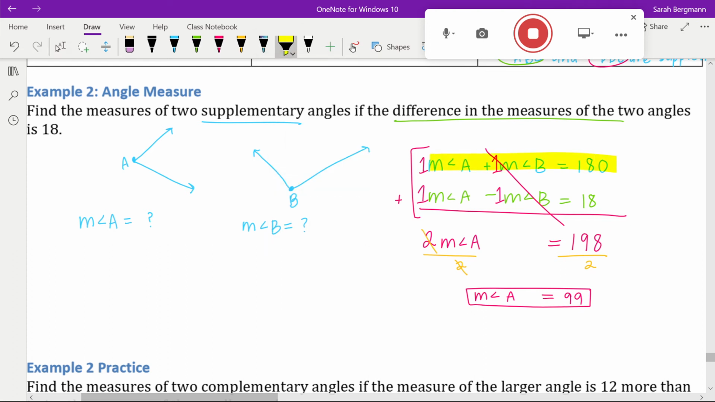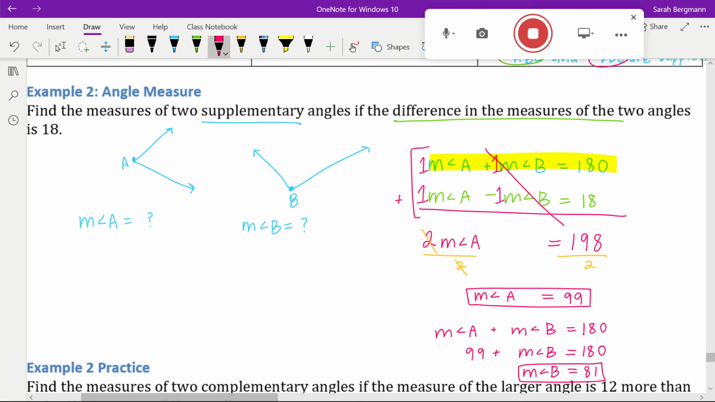I'll just choose this equation. So I have the measure of angle A plus the measure of angle B equals 180. Now that I know the measure of angle A is 99, I'm asking myself, what do I have to add to 99 to get 180? I can solve that by taking 180 minus 99. That gives me 81 for the measure of angle B.